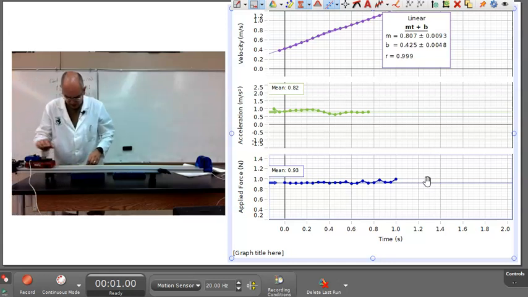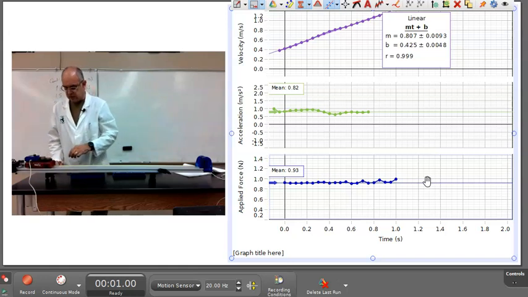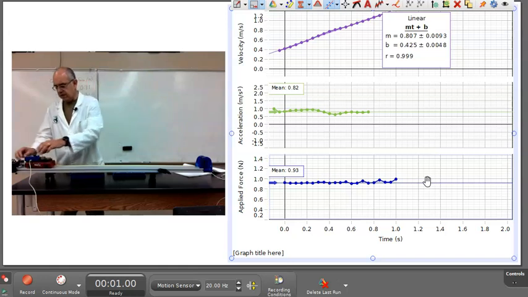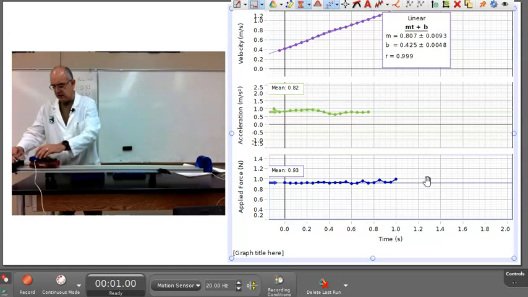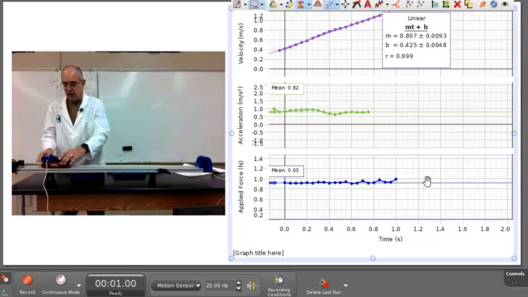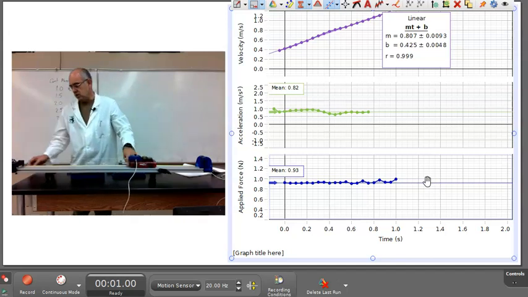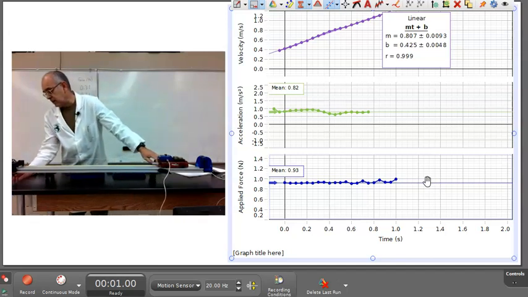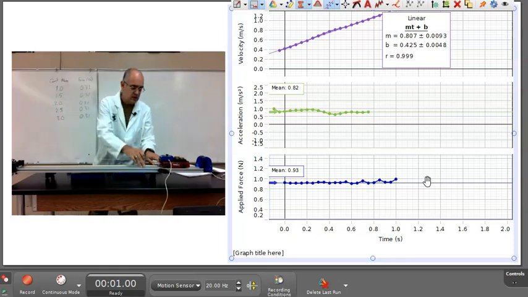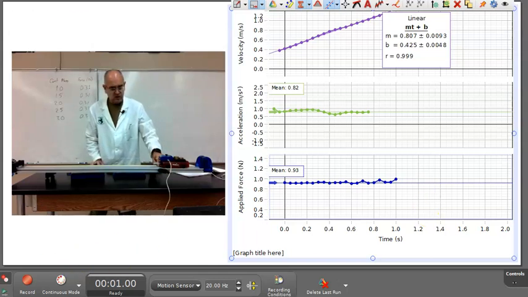Again, 150 grams, I believe. Yeah, 150 grams added on to that. Sorry, a total of 650 grams to the 350 grams of the cart. Okay, we've got it all set up. Zero the sensor again, and let's go ahead and do the experiment.